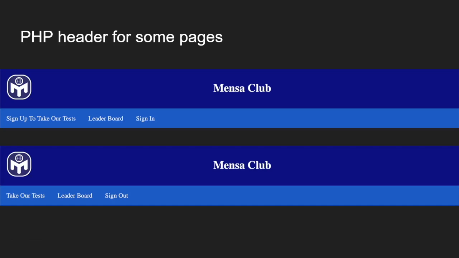All right, so this is the two headers that we have on all the other pages. So it's dynamic, so that if you're signed in, you will see the bottom header, which will allow you to sign out, take the test, or view the leaderboard. And if you're not signed in, it asks you to sign up to be able to take the test, or you can view the leaderboard, or if you already have signed up, you can sign in.